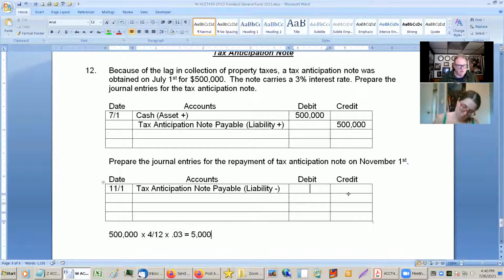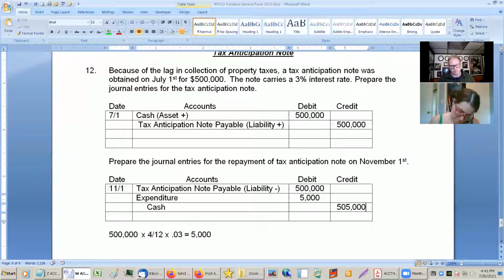Okay, so we take the note off the books. That 5,000, what are you going to call it? Just interest payable? Nope. Voucher payable for interest. Starts with an E. Oh, expenditure for interest. Yeah, you put for interest in there too. And they paid up cash at 5,500.